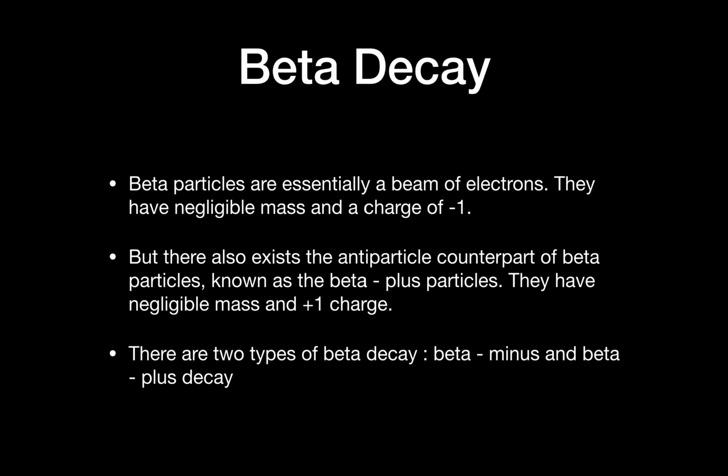Beta decay. So what are beta particles? Beta particles are essentially a beam of electrons. They have negligible mass and a charge of -1. But we also need to take into account their antiparticles, which are beta plus particles. They have a negligible mass and a charge of +1. Both of these are important because they have the respective types of decay which we will examine. So there are two types of beta decay, beta minus and beta plus.